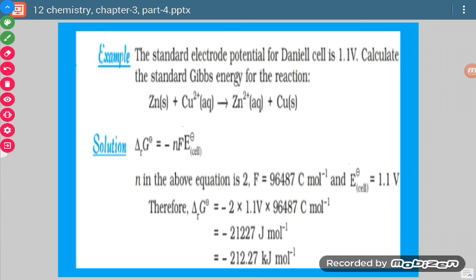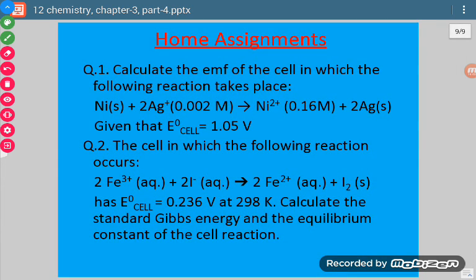This was the example. Now on the basis of these relations which we have discussed just now, you have to solve these two numericals.